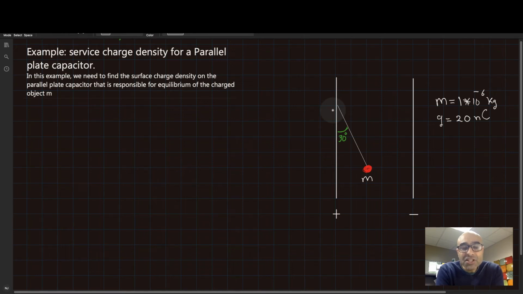Hey everyone, let's check out this very nice example together. Actually, this is a good example because it combines a lot of concepts in physics in one simple example.